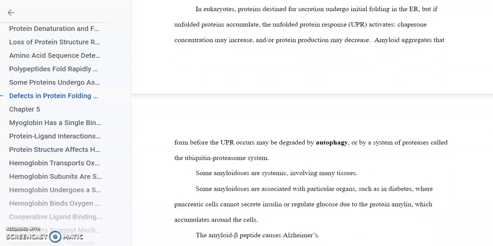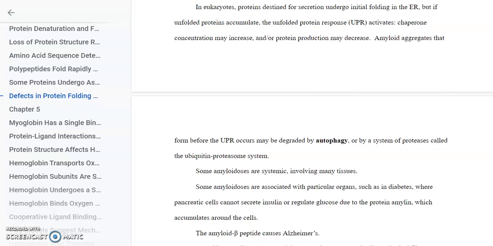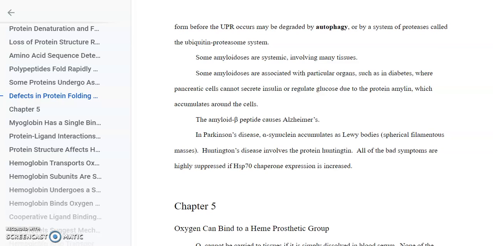In eukaryotes, proteins destined for secretion undergo initial folding in the ER, but if unfolded proteins accumulate, the unfolded protein response, UPR, activates. Chaperone concentration may increase, and/or protein production may decrease. Amyloid aggregates that form before the UPR occurs may be degraded by autophagy, or by a system of proteases called the ubiquitin proteasome system. Some amyloidoses are systemic, involving many tissues.